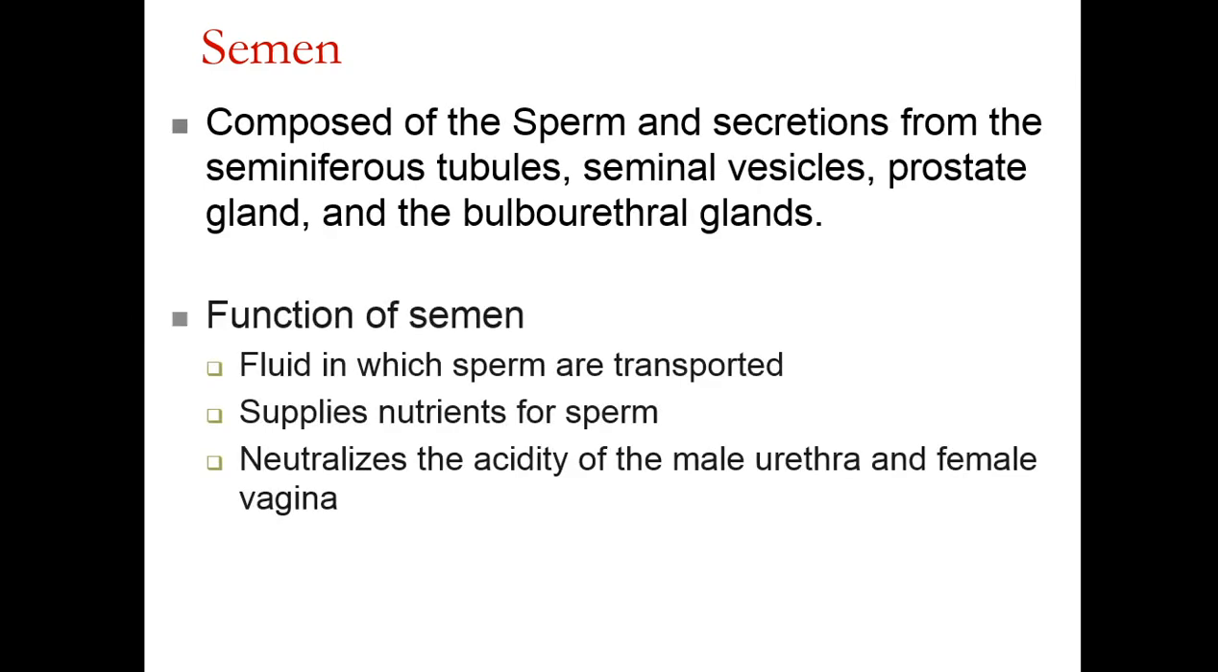Semen is composed of sperm and secretions from the seminiferous tubules, from the seminal vesicles, from the prostate gland, and the bulbourethral gland. All of those components and sperm come together to make semen. Its function is as the fluid in which sperm are transported. In it, we've got some nutrients for the sperm, and we're going to use it to neutralize the acidity of the male urethra as well as the acidity of the female vagina.